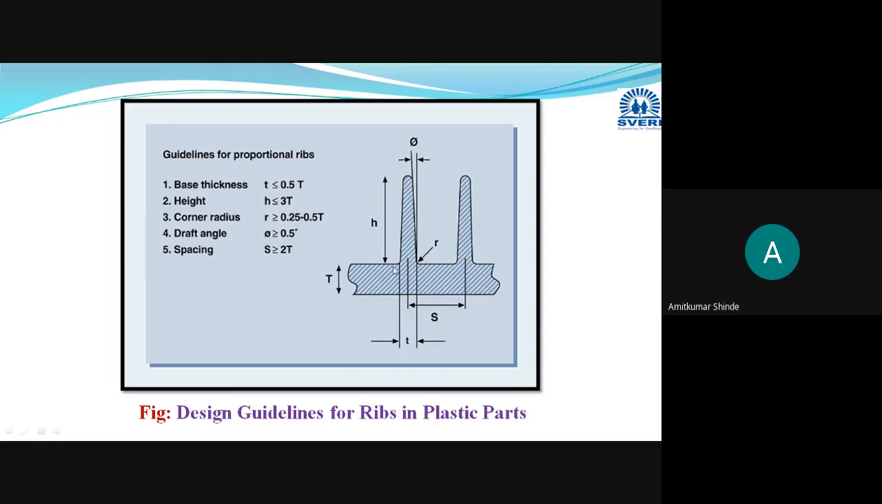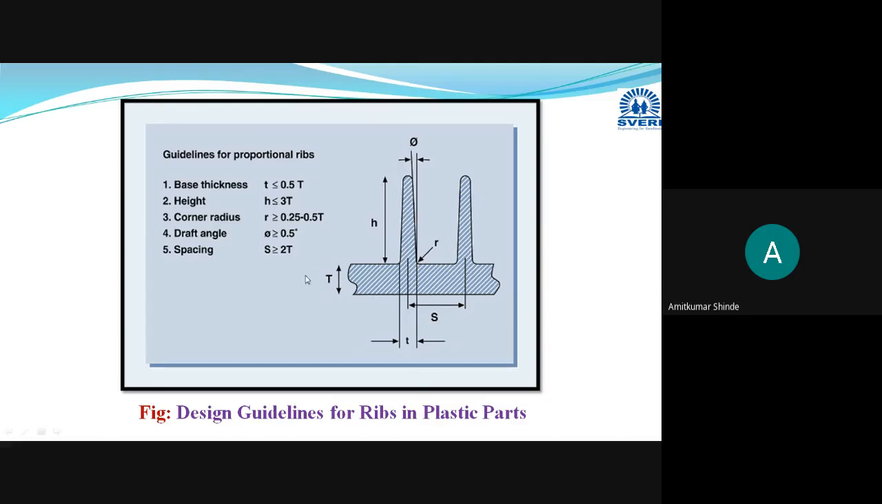The base thickness of the rib, then its height, then the corner radius, then the draft or taper, and the distance between the successive ribs. All these points you have to write, and you have to explain why you are providing them. So in this way, these are some design guidelines. I will explain it again.